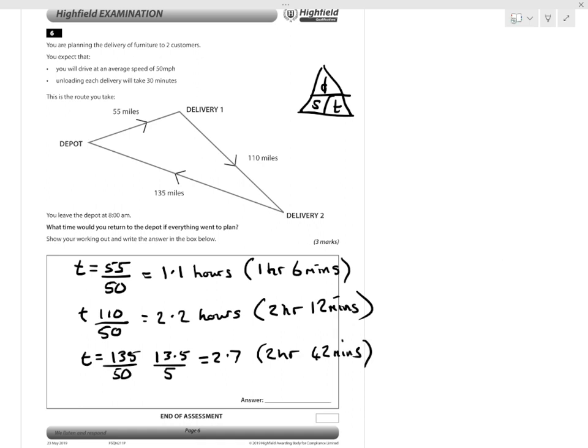Now unloading each delivery will take 30 minutes, so we've got to add another hour onto that. Altogether we've got 1, 2, 3, 4, 5 hours, 5 hours 42, 5 hours 54, 6 hours, plus another hour for the delivery, so it's 7 hours altogether.